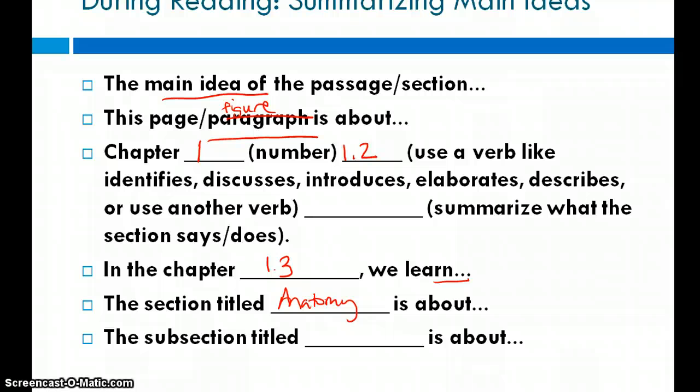Okay, that's the strategy, a during reading strategy called summarizing the main ideas, and I hope you found that helpful.